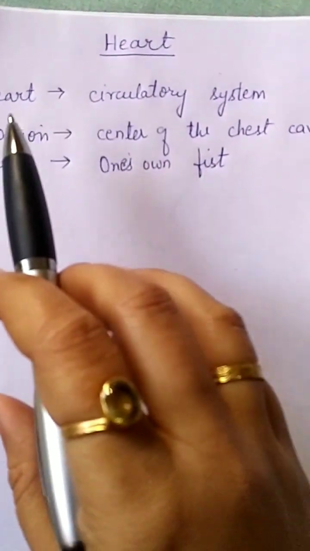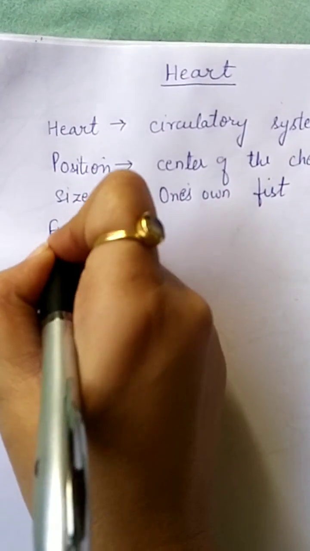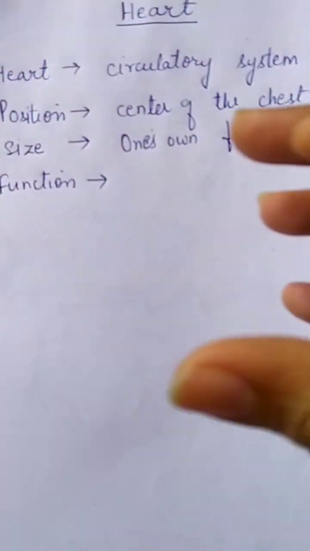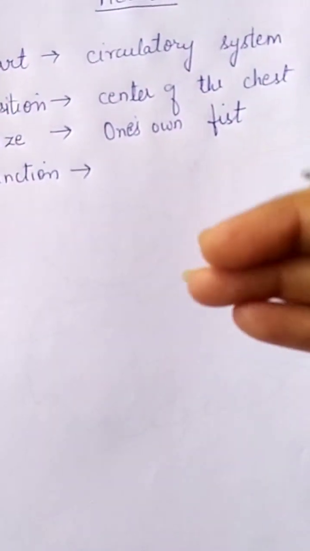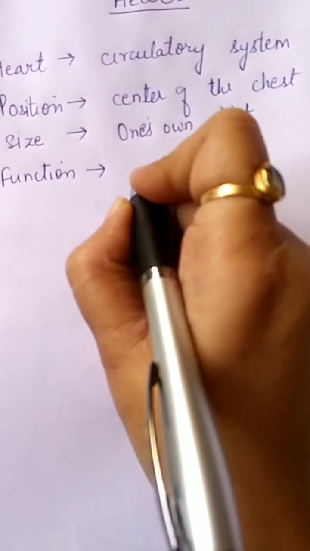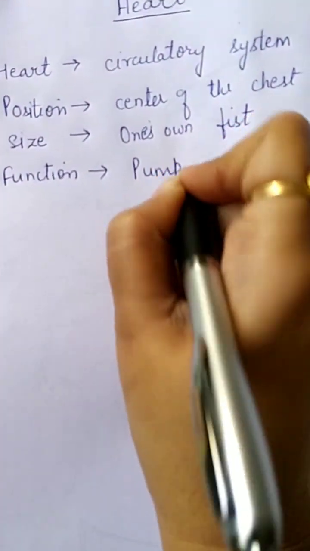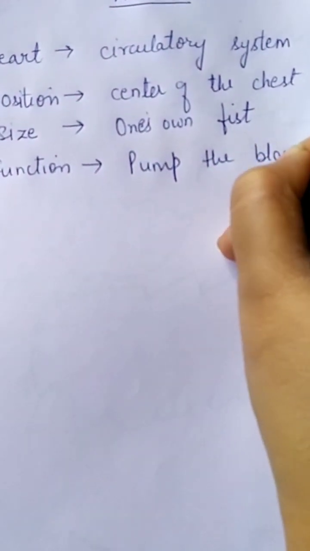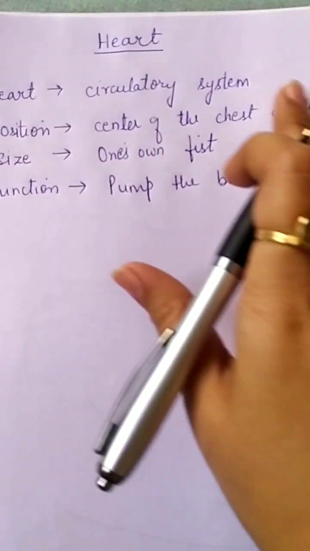And what is the function of the heart? Why heart is a very important organ of our body? So, heart circulates the blood to all parts of the body. It pumps the blood. Its function is to pump the blood to whole part of the body. Okay, so this is the basic information about the heart.